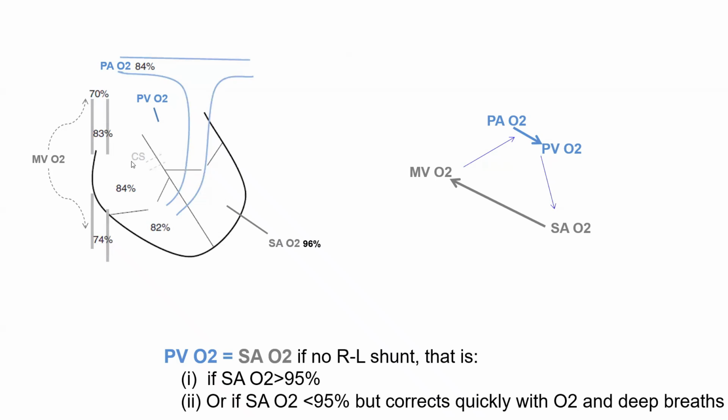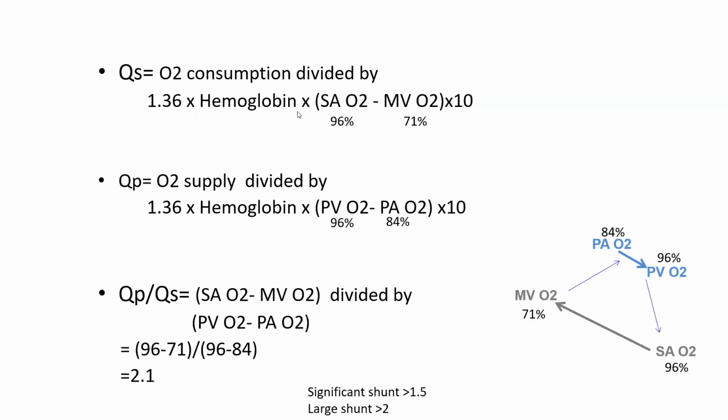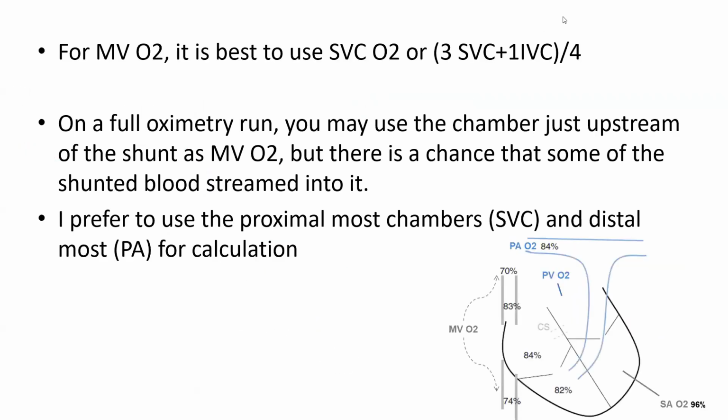And I preferably take the chamber most upstream. So I prefer to use, in cases of shunt, the SVC O2 or the average SVC and IVC O2, meaning 3 SVC plus 1 IVC divided by 4. Okay? You could use the chamber immediately upstream of the shunt.